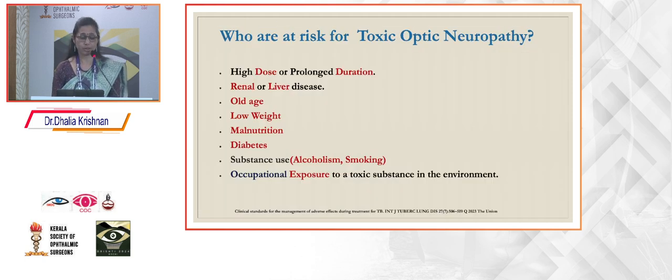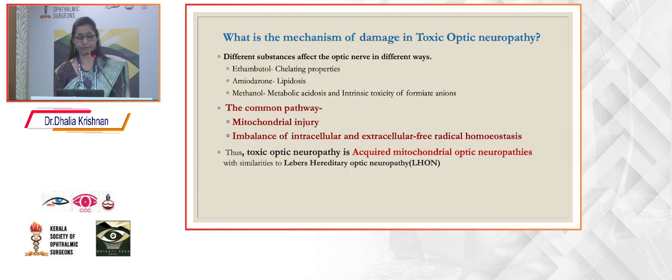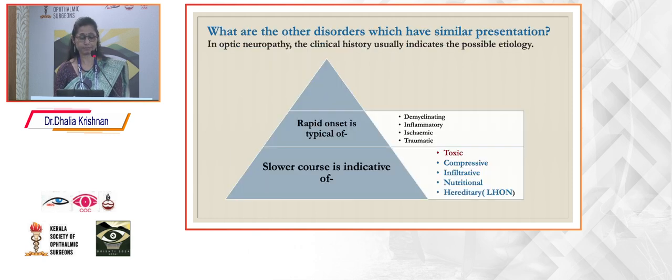The risk for toxic optic neuropathy increases when the drugs are used in high dose or for prolonged duration in patients with renal and liver disease, old age, low weight, malnutrition, diabetes, substance use, and occupational exposure for a long period. Different substances affect the optic nerve in different ways, but the common pathway seems to be mitochondrial injury with an imbalance of intracellular and extracellular free radical homeostasis. Thus, toxic optic neuropathy is an acquired mitochondrial optic neuropathy similar to Leber's, as ma'am said.